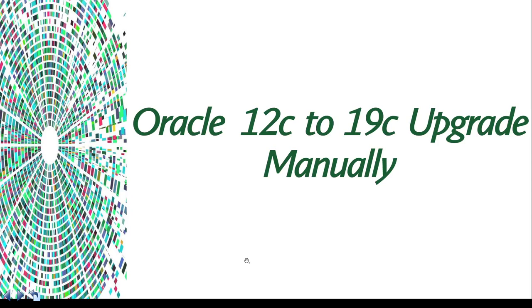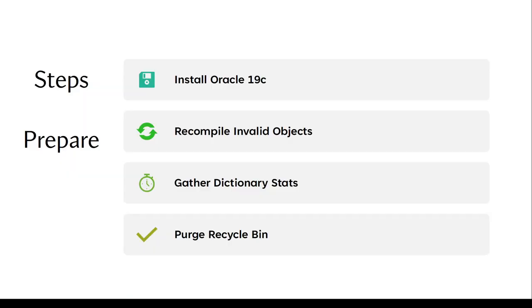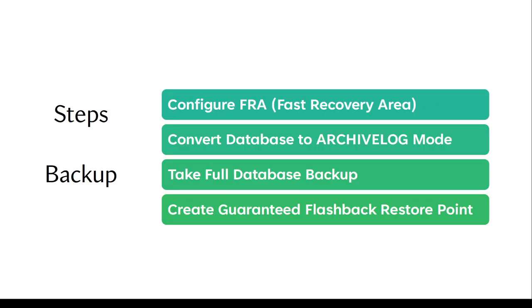Hello all, in this tutorial we will learn how to perform an Oracle 12c to 19c upgrade, and this time we will cover how to do it manually. The steps are: we need to install the Oracle 19c home, then recompile the invalid objects in Oracle 12c, gather the dictionary stats, and purge the recycle bin. Once that is done, we need to take the backup.